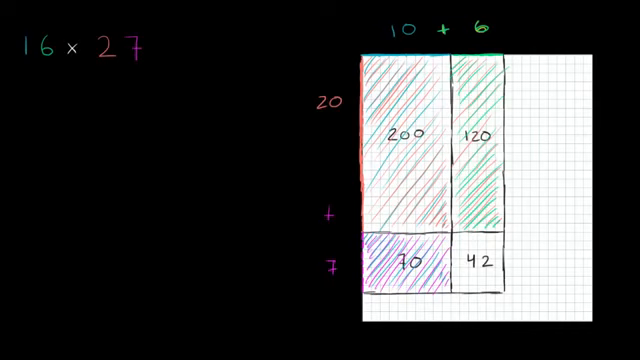42 square units of area. And let me color it in. So I got some magenta in there, and then I got some green in there. So what's the area of this entire thing going to be? Well, it's going to be 200 plus 120 plus 70 plus 42.